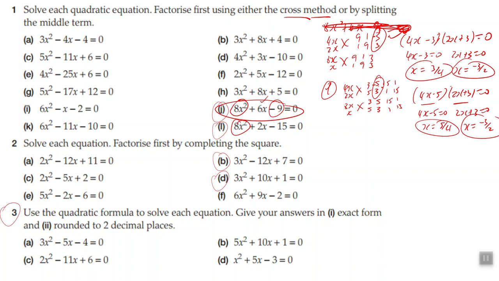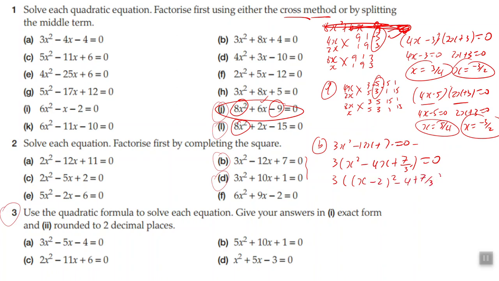Question 2 asks us to do these by completing the square. So we'll do B first. We've got 3x squared minus 12x plus 7 equals 0. I can factorize this first because, in order to complete the square, I need to get rid of the factor in front. If I take a 3 out, I get x squared minus 4x plus 7 over 3 equals 0. I use the scaffold. So I'll go x minus 2 squared, minus 4, plus 7 over 3 equals 0.